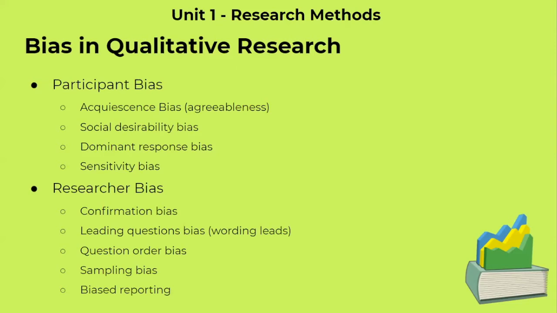Acquiescence bias is a tendency to give positive answers. So it's just basically being agreeable. If the participant keeps saying yes to all questions, like, do you do drugs? Yes. Do you engage in risky teenage behavior? Yes. So you just keep answering yes to everything. You're just being agreeable and not giving the truthful answer. That would be acquiescence bias.